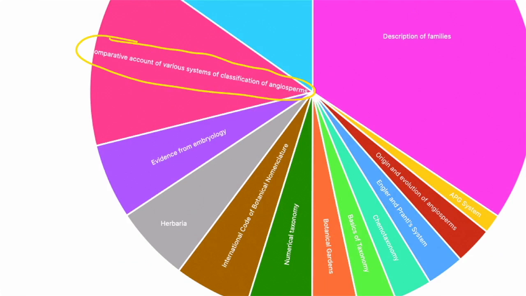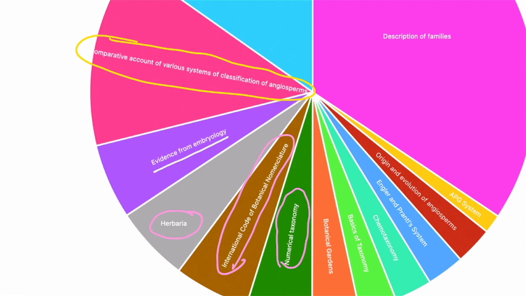Then the rest of the topics have a smaller weightage, but even with the smaller weightage, evidences from embryology have been asked quite frequently. Then herbaria has been asked quite often. The International Code of Botanical Nomenclature, and as I said, the type approach is more common, and numerical taxonomy has been asked. The rest of the individual topics have been asked in a smaller proportion.